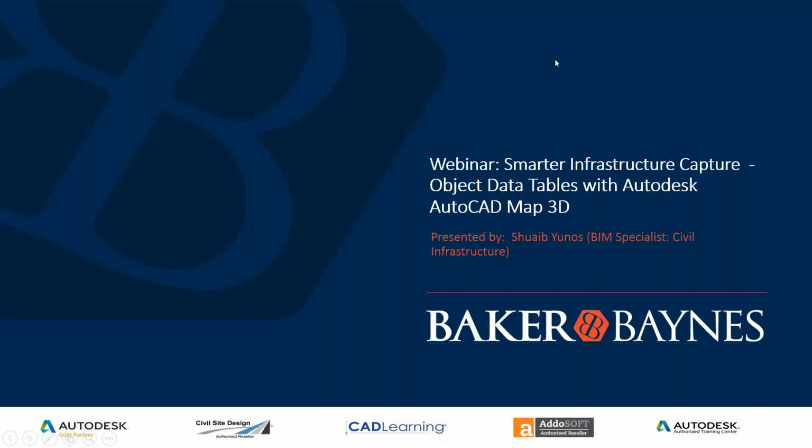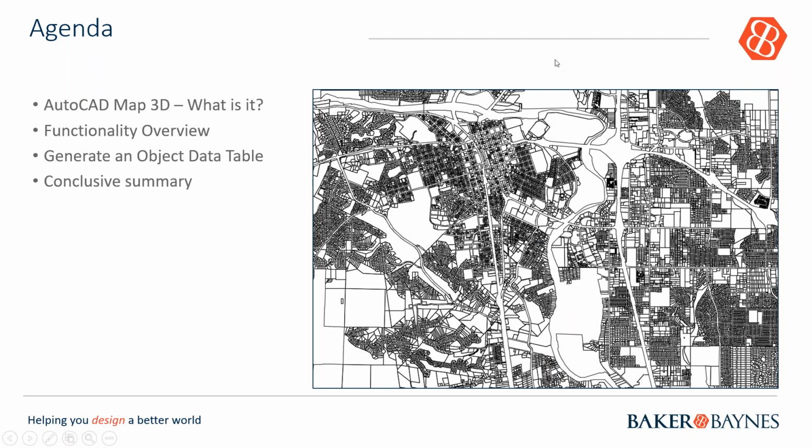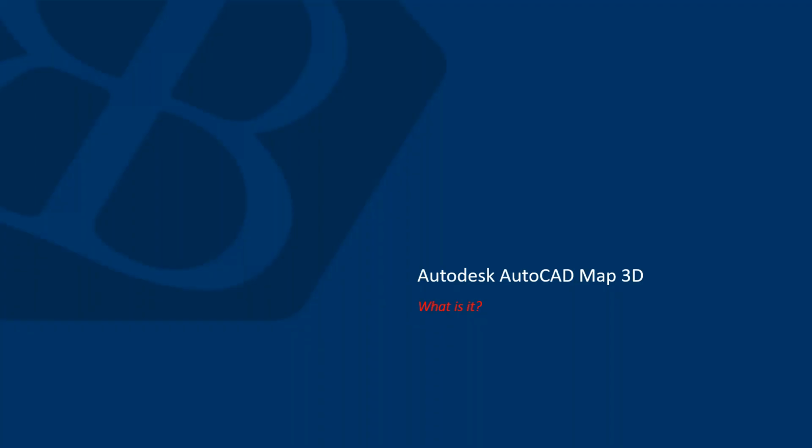Okay, so let's get on with it. This is our quick agenda for today. We're going to look at more or less what Map 3D is, because a lot of people don't know what it is or what it does. Then a quick functionality overview, with a quick infographic that I made, which looks at the features I feel stand out in the software. Then we're going to dive directly into the software and do an ODT, an object data table, and then we're going to conclude. Like I said, quick in and out, because I'm just going to start off with the basics in GIS. As the series builds on, we're going to get into much more in-depth stuff.